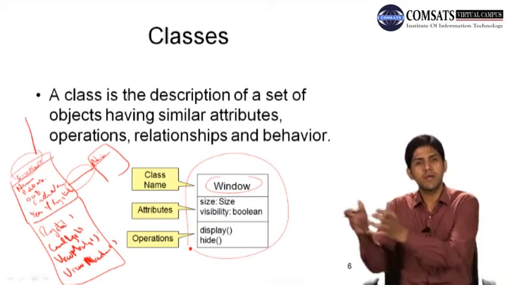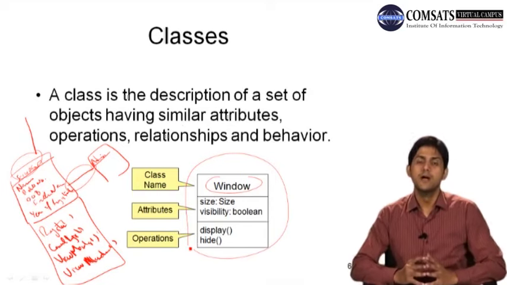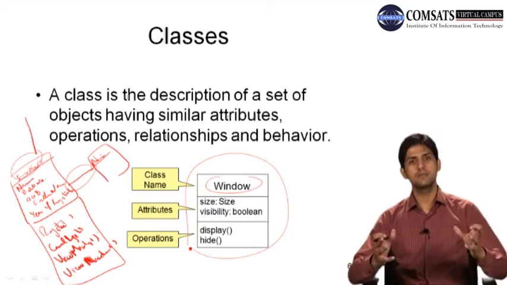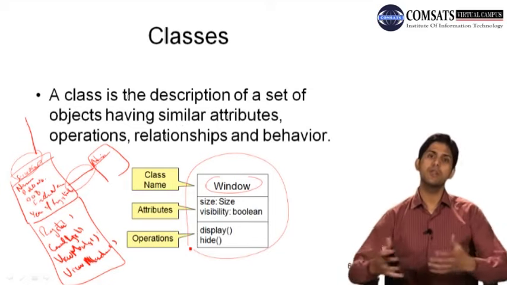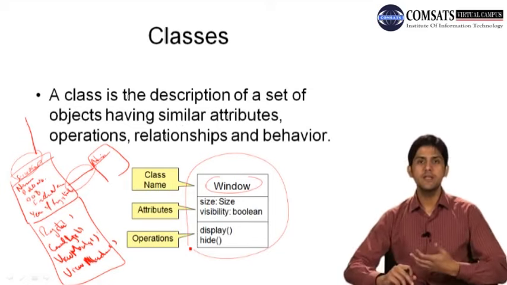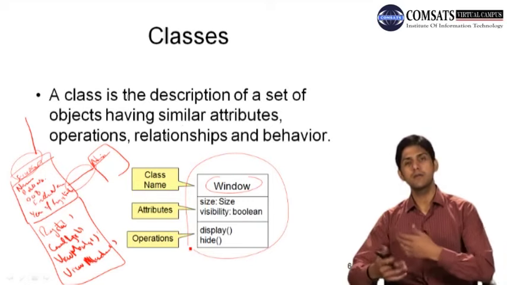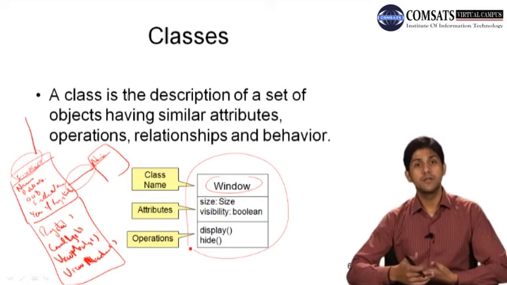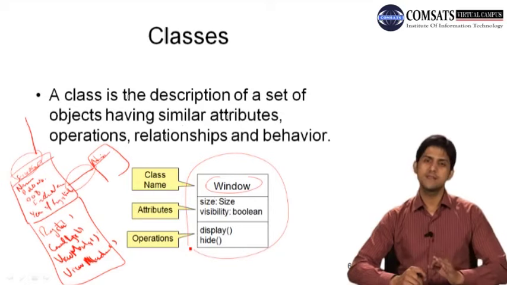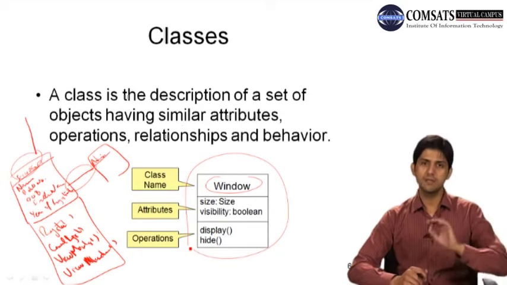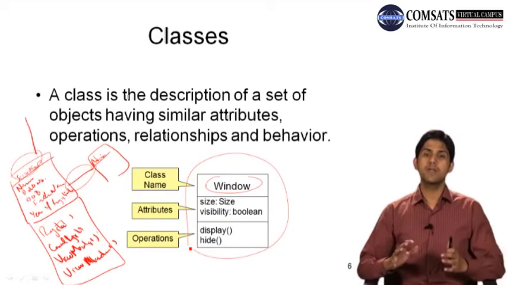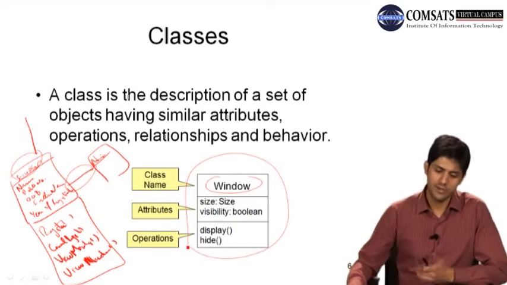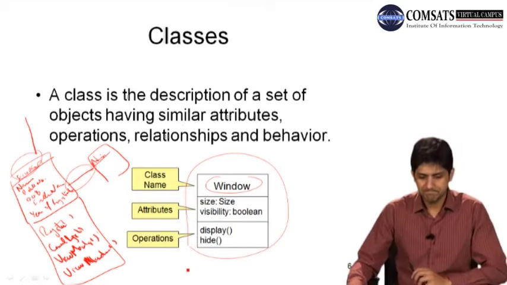Imagine the Microsoft Windows that you use at your home on your personal computers. Whenever you have different windows, every window has a size. So this attribute is shared across all the windows that you open. Similarly, the visibility: one window is in front, the other is at the back, so every window shares this particular operation. So again, all the instances of this window class would share some attributes and operations, and they would also share the relationships. Every object or every instance of this class would have the same relationships with the objects of the other classes.